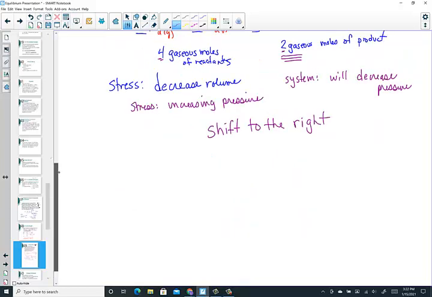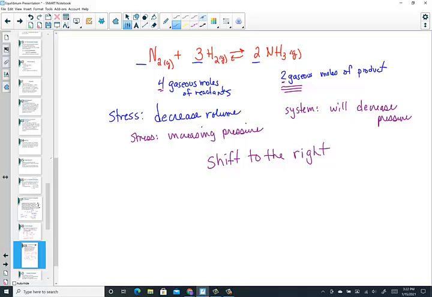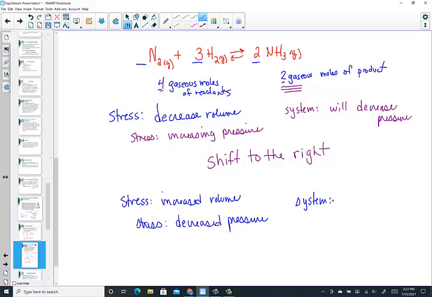The opposite is true as well with this equation. What if the initial stress said we have increased volume? If you increased volume, interpret that as saying the stress is actually decreased pressure. Pressure and volume are inversely related. So if the stress is dropping pressure, what will the system want to do to counteract that stress? The system will want to increase the pressure to reestablish the equilibrium.